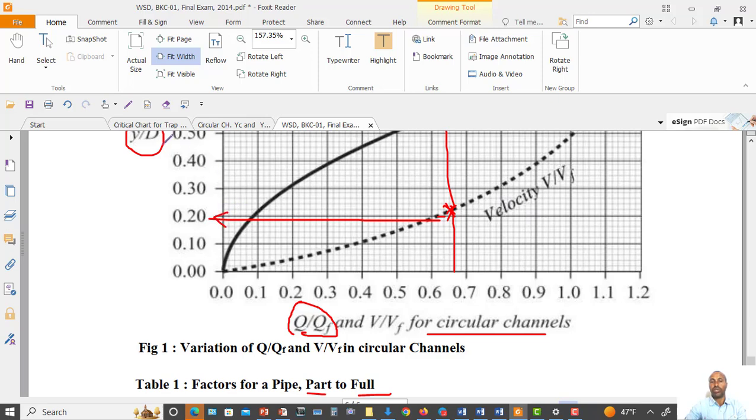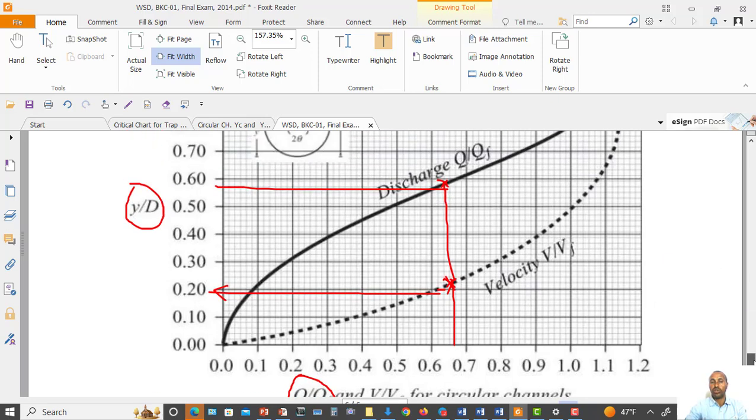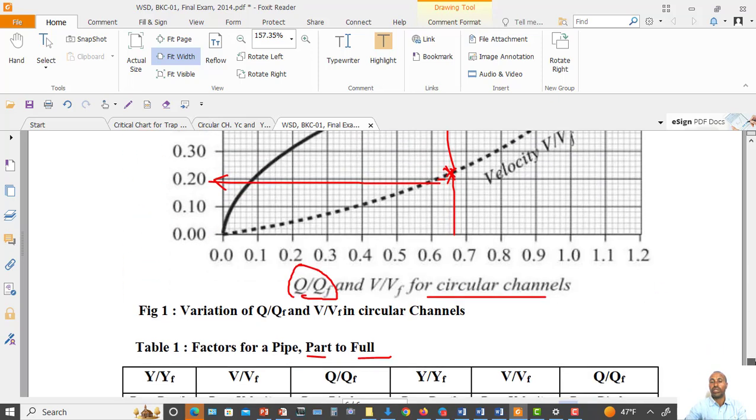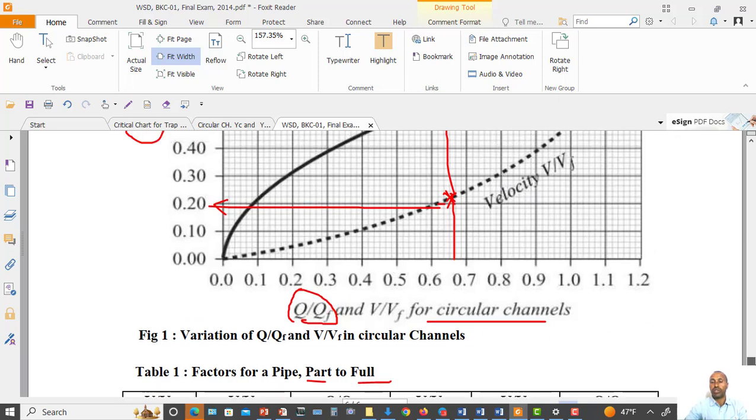which is y over d. Once you get y over d, since d is given, the diameter of the circular conduit is known, you can find the partial depth of the circular channel. For discharge again, you can calculate here. You can go to this point. So for a single point, either V or discharge proportion, you can find y over d.